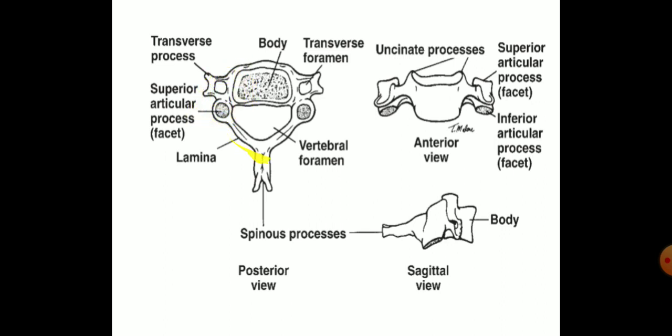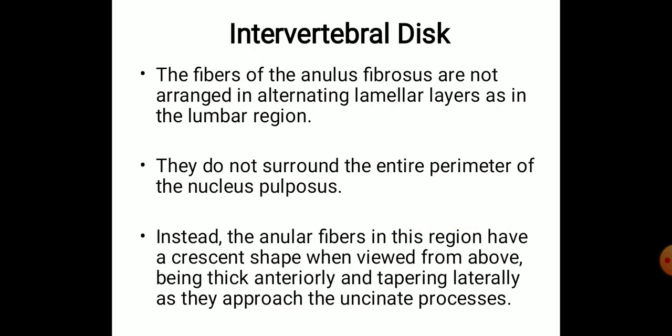Next one is lamina. Lamina is something like an arch structure which is posterior and medial. And this is the vertebral foramen. It's a triangular shaped structure, mainly to hold the spinal cord. Next is the spinous process. The spinous process is posteriorly placed and is a bifid structure. Bifid just means that it has a slit in between. So these are the properties of each structure in the typical vertebra present in the lower cervical region. Next is the intervertebral disc.